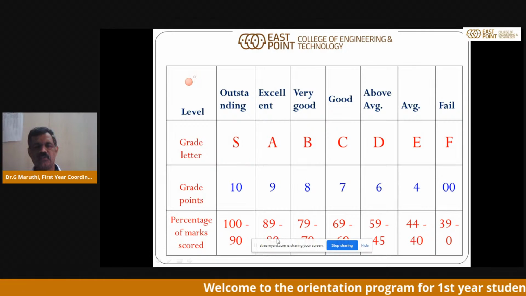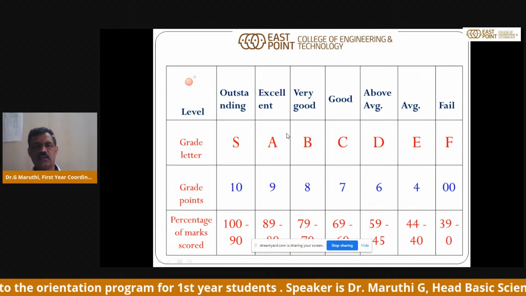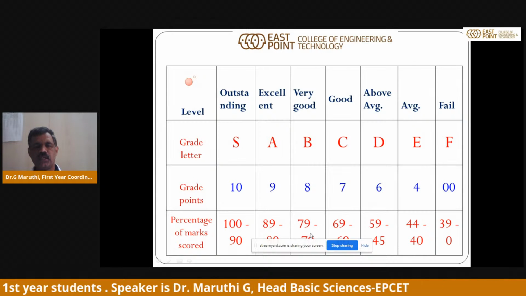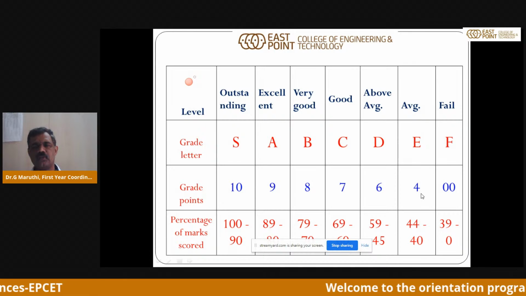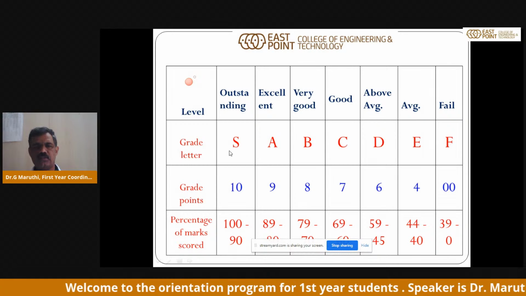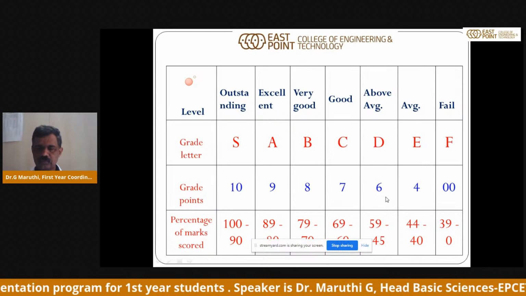If your marks are between 89 and 80, then excellent, grade points will be 9, and the grade letter will be A. Like that, depending upon the range of marks that you are going to score, the grade points will be assessed between 10 and 4. If it is between 0 and 39, it will be declared as a fail. And these are the corresponding grade letters for different grade points.